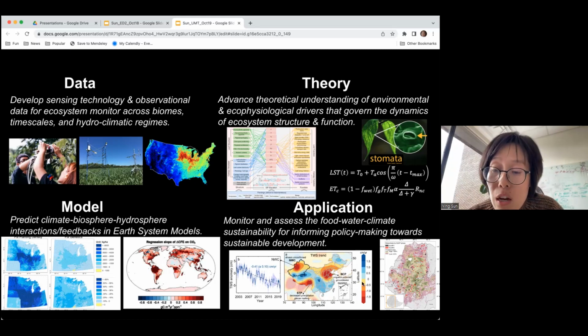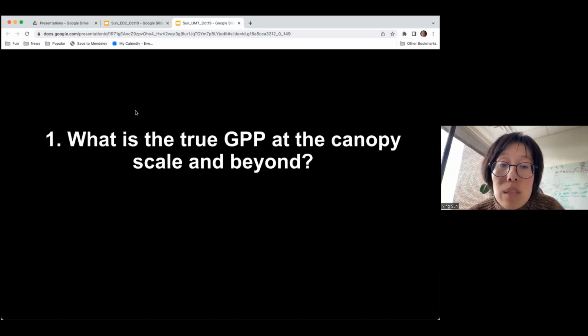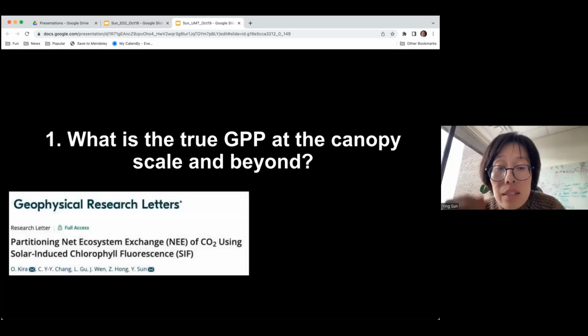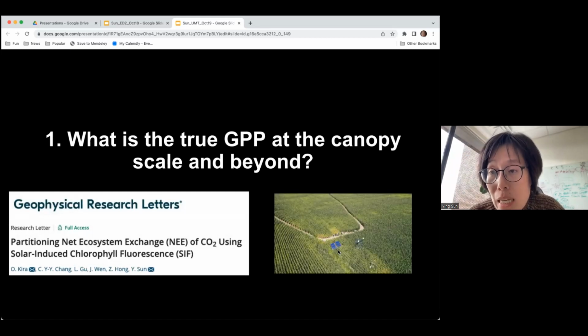So today I'm going to talk about a couple of studies at the canopy level with our data and also application in northwestern China. So number one, one question we are interested in understanding is what is the true global, true photosynthesis at the canopy scale and beyond. This is a paper published by my former postdoc, Oscar, in GCB a few years ago, and we use both synthetic simulations and the field data in our cornfield.